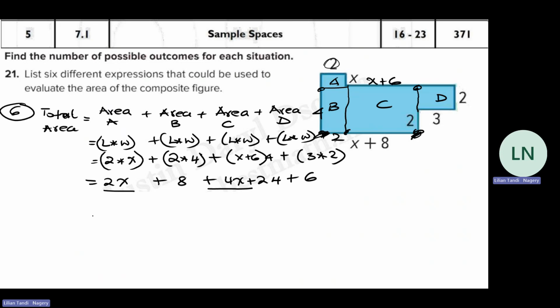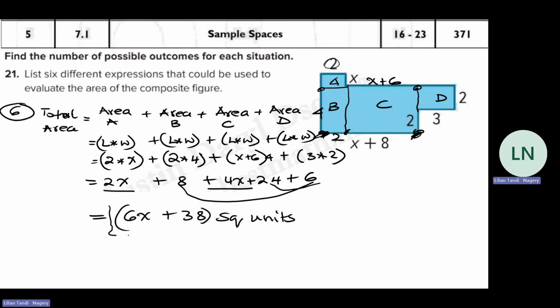2x plus 4x gives us 6x. 8 plus 6 is 14. 14 plus 24 is 38. And there are my 6 different ways of getting the area. And those are not the only ways. There's many ways. So it depends on how you look at the figure. Okay?